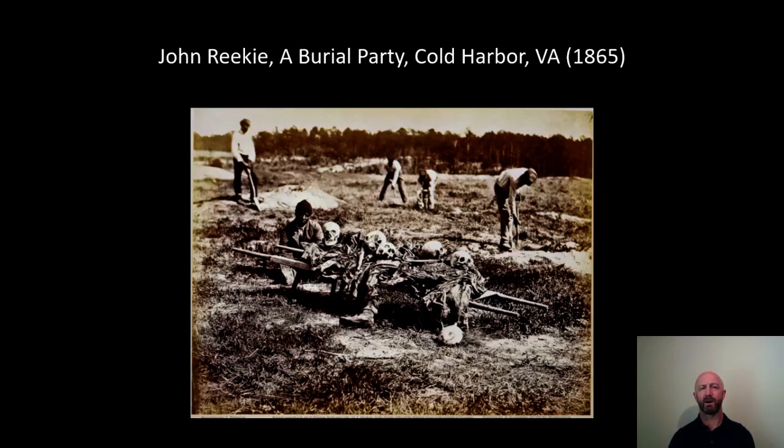In the background and off to the left of this picture are freed slaves who are doing the work of burying the dead. Again, these would have been accompanied with text in Alexander Gardner's limited folio edition of the photographic sketchbook of the war.